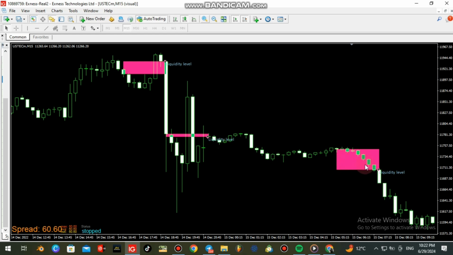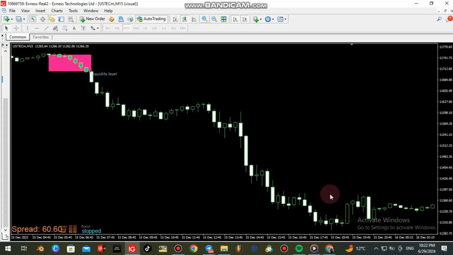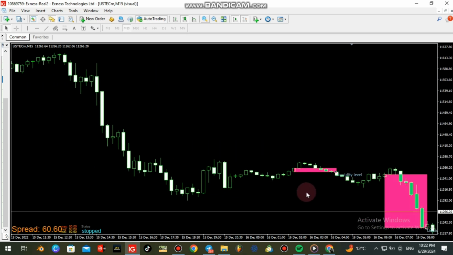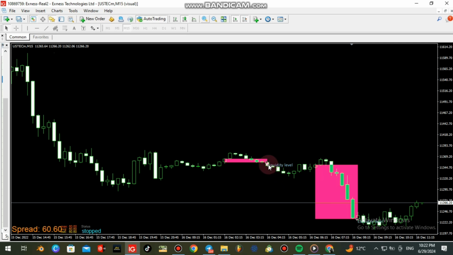So here what basically happened, after the last signal was given, you have to make sure that the candle that follows after the last candle should be below. It should be below this rectangular shape, or the liquidity level. So it dropped after that as well. So that is how we trade using this indicator. Let me see if there are any possible situations like that again. As you can see here, it also happened the same way.